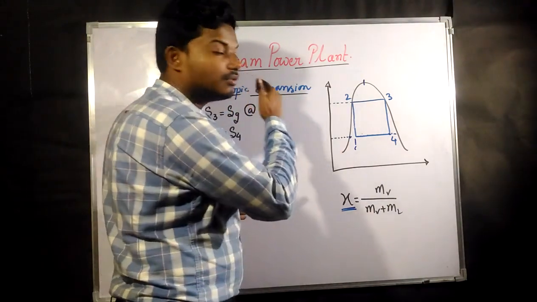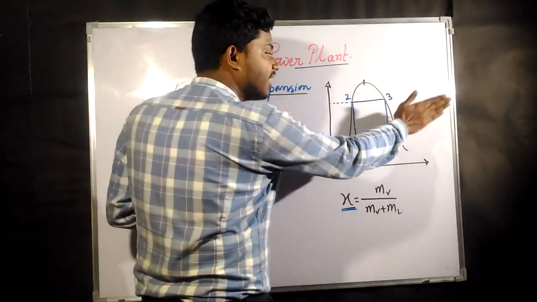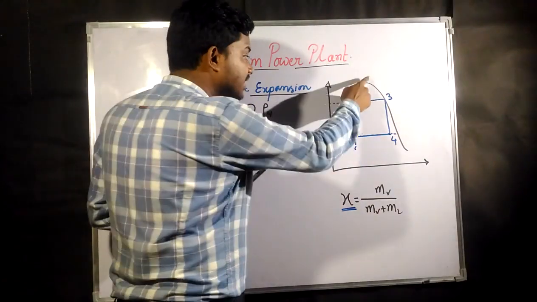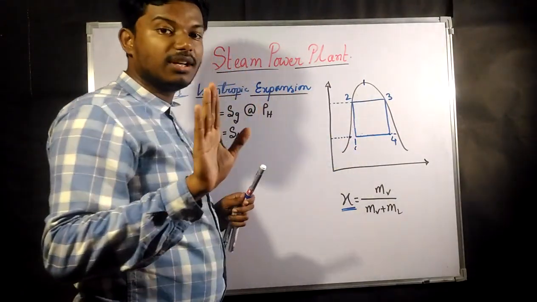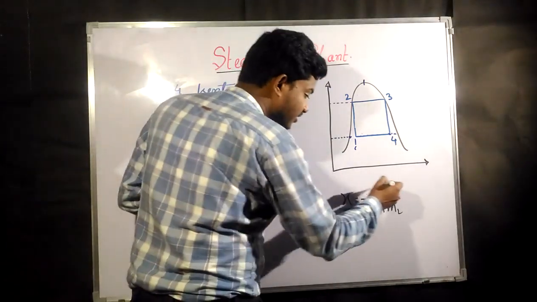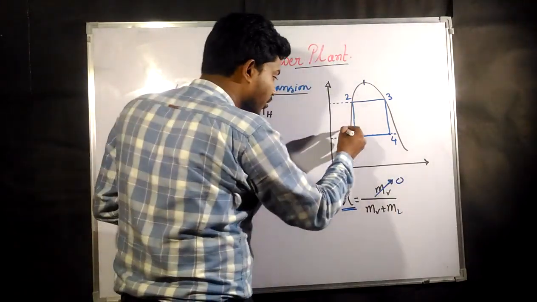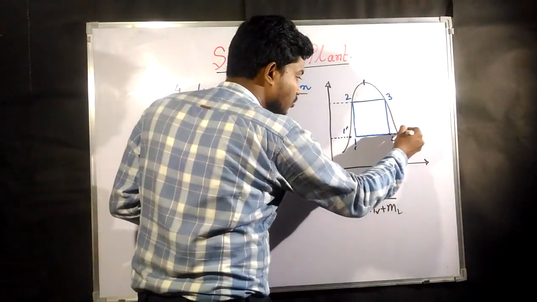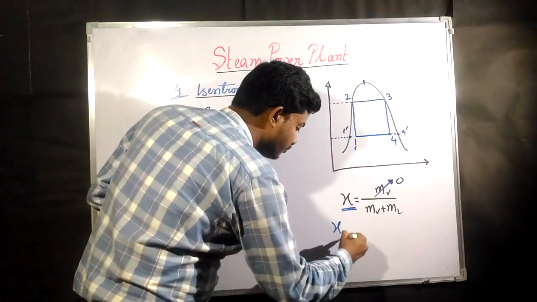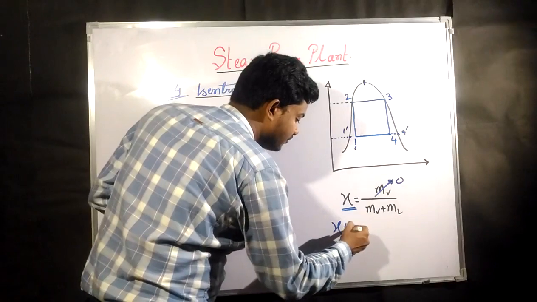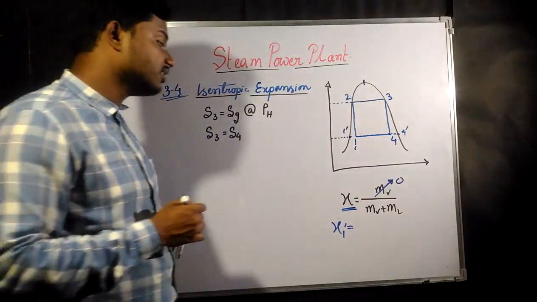The left side is completely liquid, the middle is liquid plus vapor, and the right side is completely vapor. So on the line there is completely liquid, no vapor, so the mass of vapor is going to be 0. Suppose this point is 1 dash and this point is 4 dash. If you want to find x1 dash, the dryness fraction at the point 1 dash, what is it going to be?